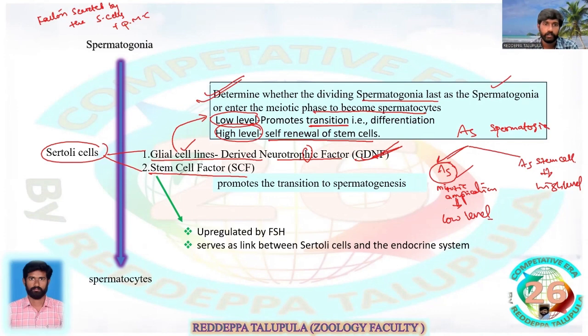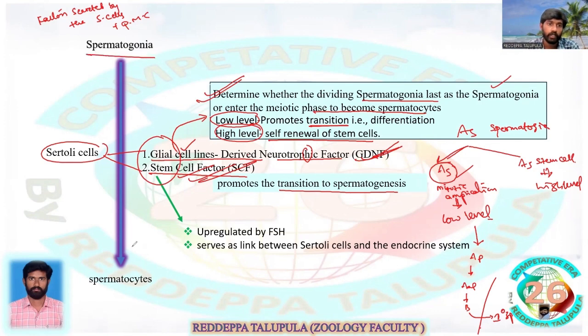Okay. Next, SCF promotes the transition of spermatogenesis. That means conversion of AS into AB, AB into A aligned, then B, where B is converted into primary spermatocyte. All these things are due to the SCF. And these two factors cause the transition of spermatogonia into spermatocytes.